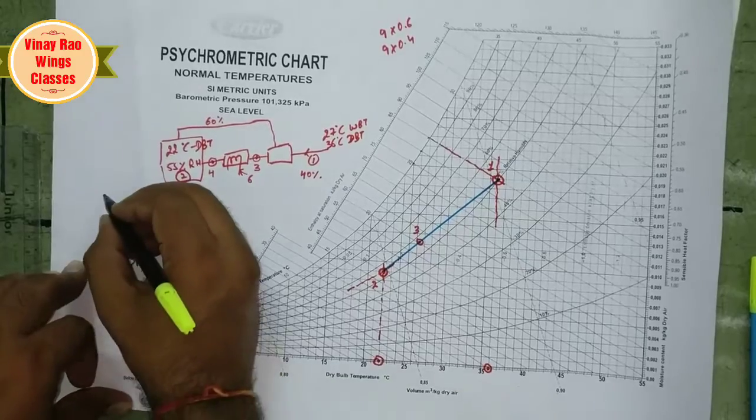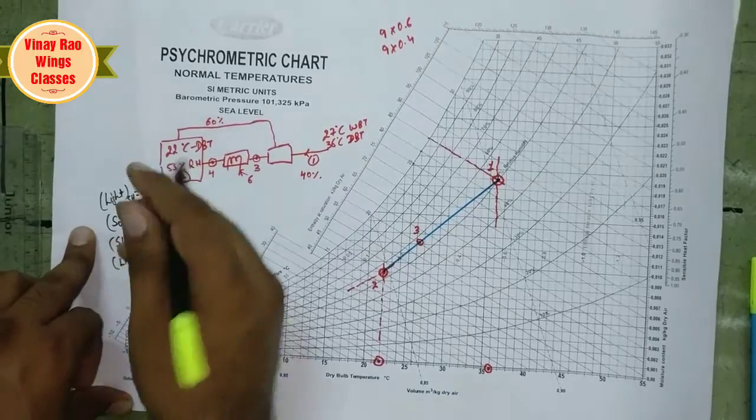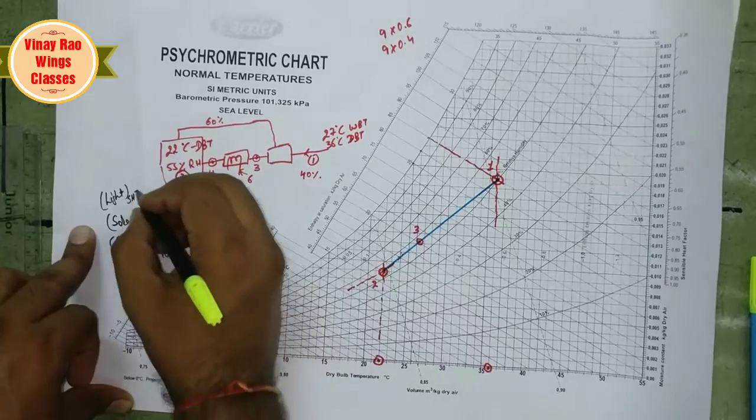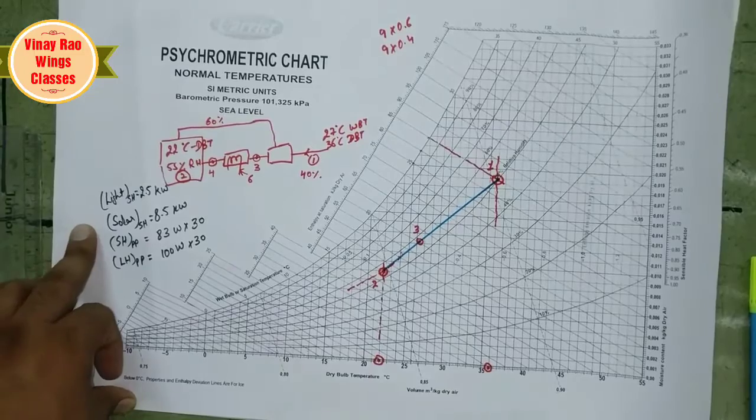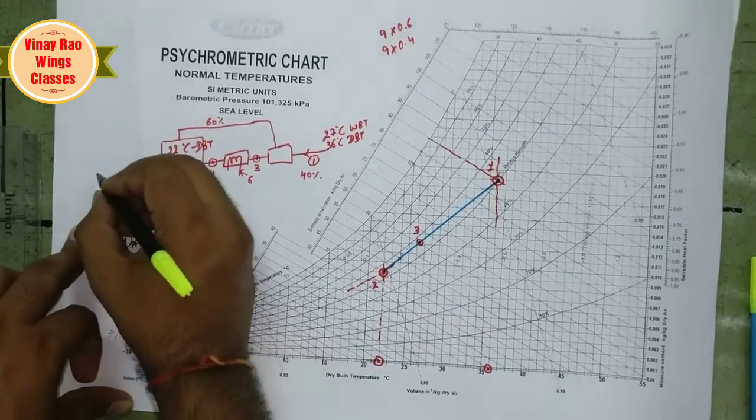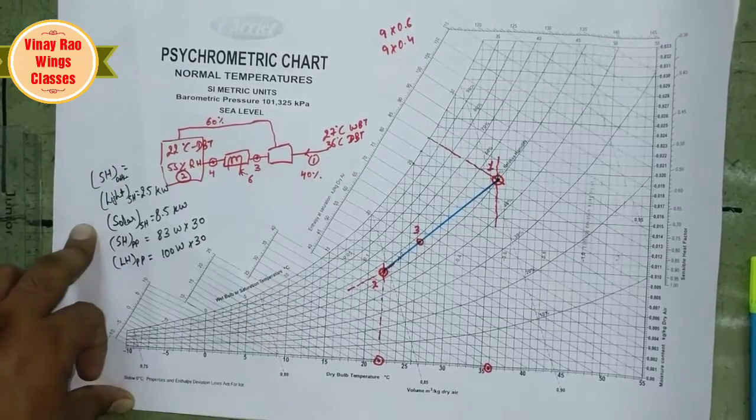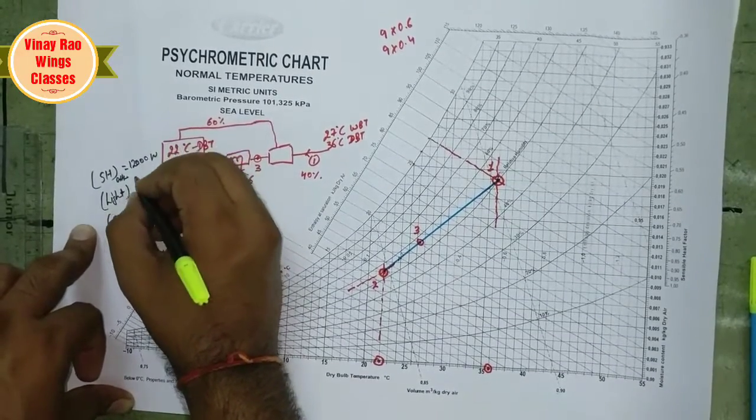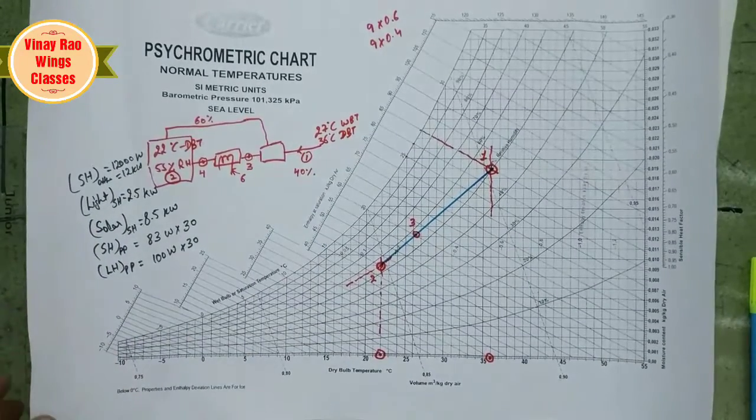Then the lighting load is given. It is included in the sensible heat because there is no water vapor in lighting load. That means this is 2.5 kilowatt, given in the numerical. The sensible heat due to other sources is given as 12,000 watt, which is equal to 12 kilowatt. All these parameters are given in the numerical.